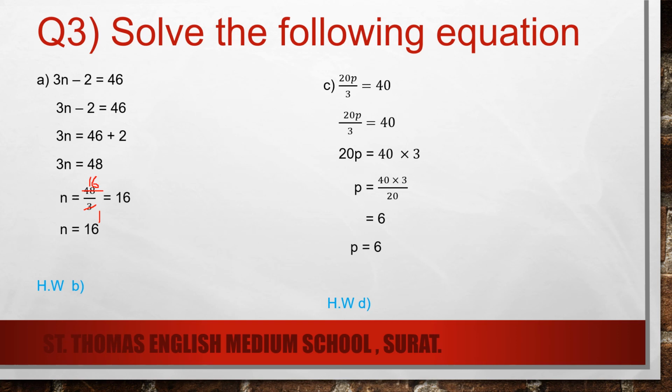n is equal to 16. It's clear? Now question number B, you can do it as homework. Question number C, 20p divided by 3 is equal to 40. So write the question once again.